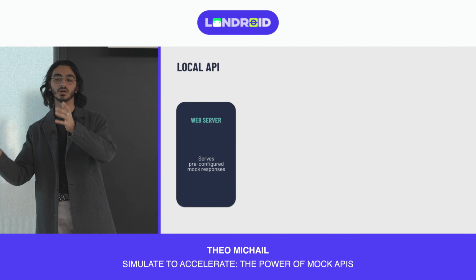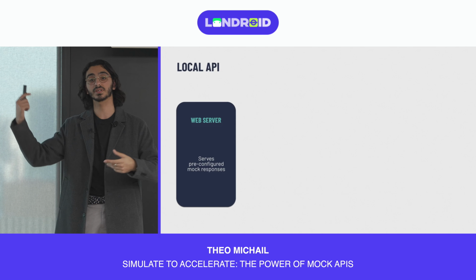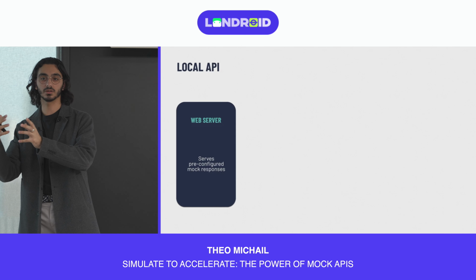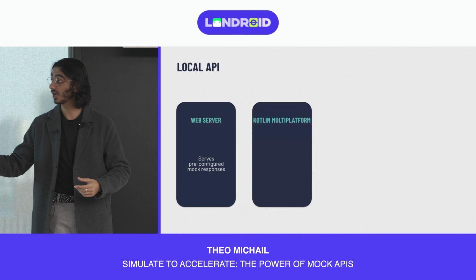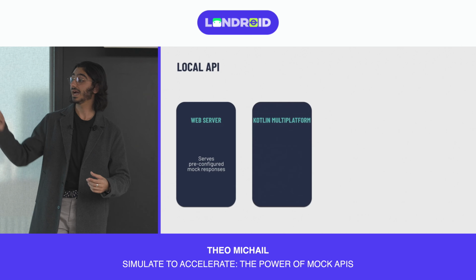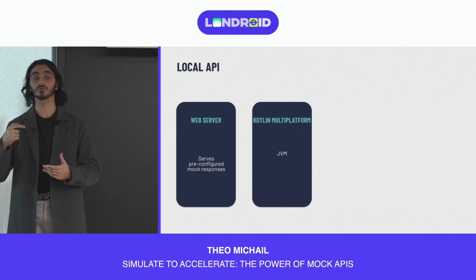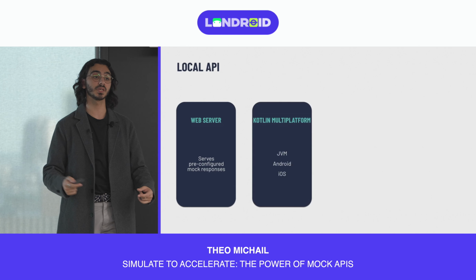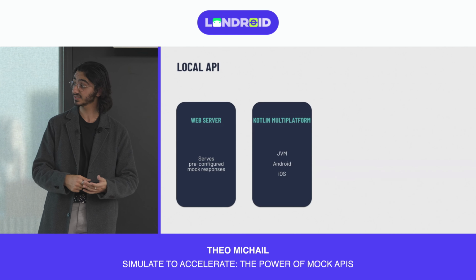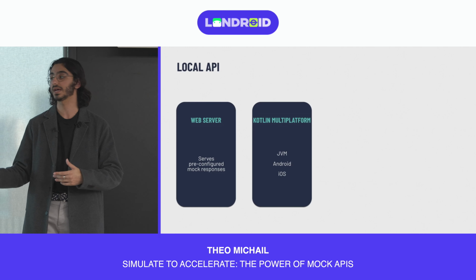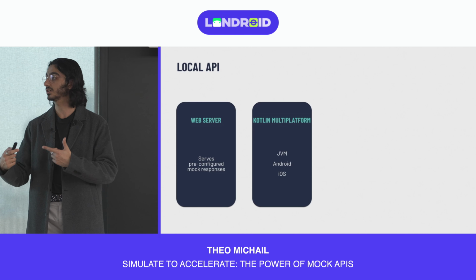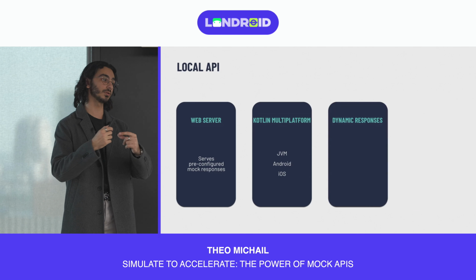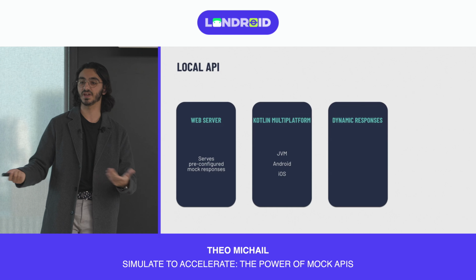We pass in a file tree or a zip containing all of our responses with some specs about what endpoint they relate to. It's written in Kotlin Multiplatform, and it targets the JVM platform, meaning you can run it on your development machines. And it also targets Android and iOS, meaning you can run it bundled on device. You don't actually have to be tethered to any sort of machine if you still want to have a dynamic server. We have dynamic responses, meaning you can supply multiple different responses for any given endpoint.